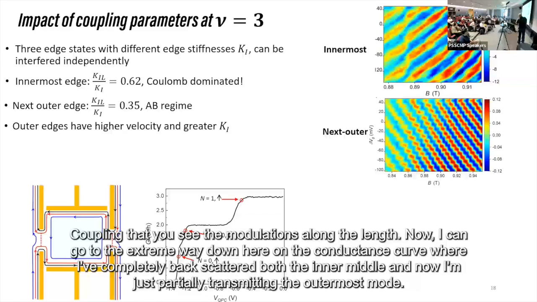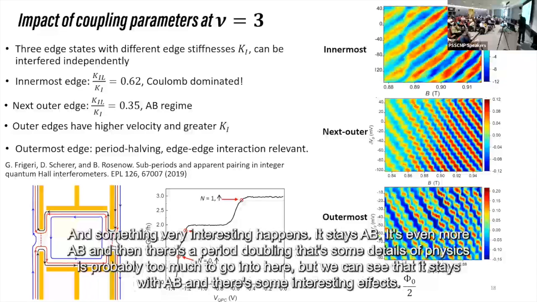Now, I can go to the extreme, way down here on the conductance curve, where I've completely backscattered both the inner and middle modes, and now I'm just partially transmitting the outermost mode. And something very interesting happens. It stays AB, it's even more AB, and then there's a period doubling. That's some details of physics. It's probably too much to go into here, but we can see that it stays with AB.